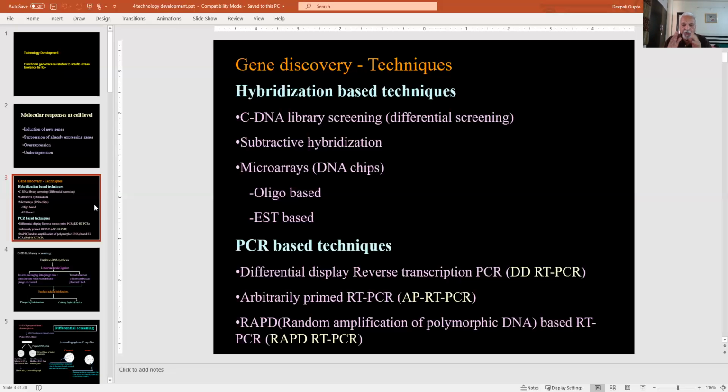But for now, I will concentrate on identifying differentially expressing genes for abiotic stress or salinity stress. The approach we used is the first one, making cDNA libraries and then differentially screening this set of libraries for the presence of unique genes which express under salt conditions or high salt conditions.